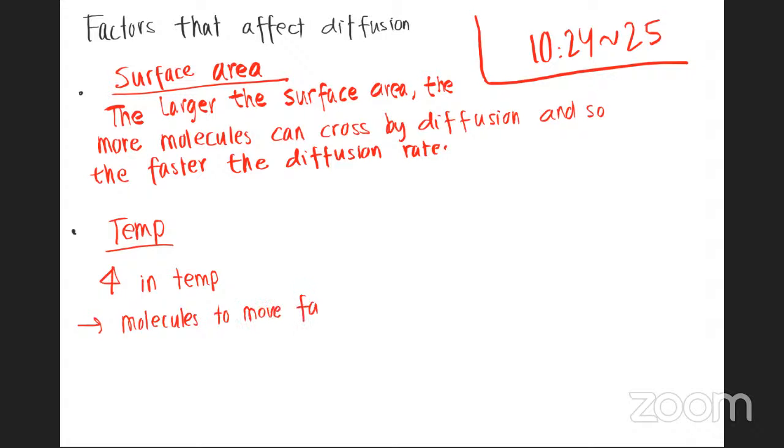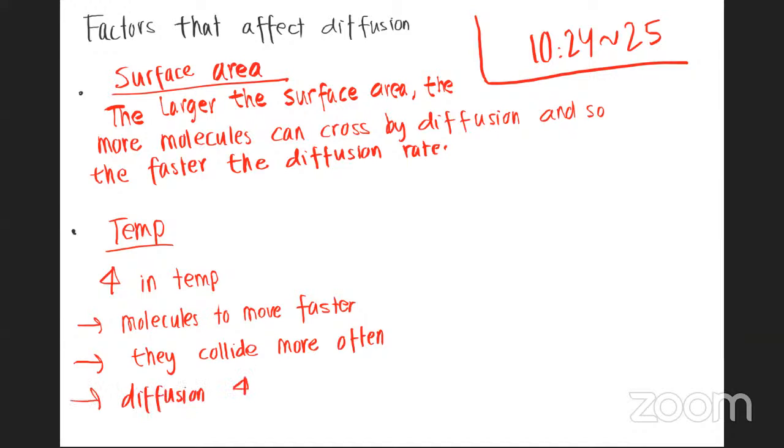When temperature increases, molecules gain more kinetic energy and they collide more often. They will spread out more, and then the diffusion rate increases. When temperature decreases, molecules gain less kinetic energy, they diffuse more slowly, they collide less often, and the diffusion rate decreases.